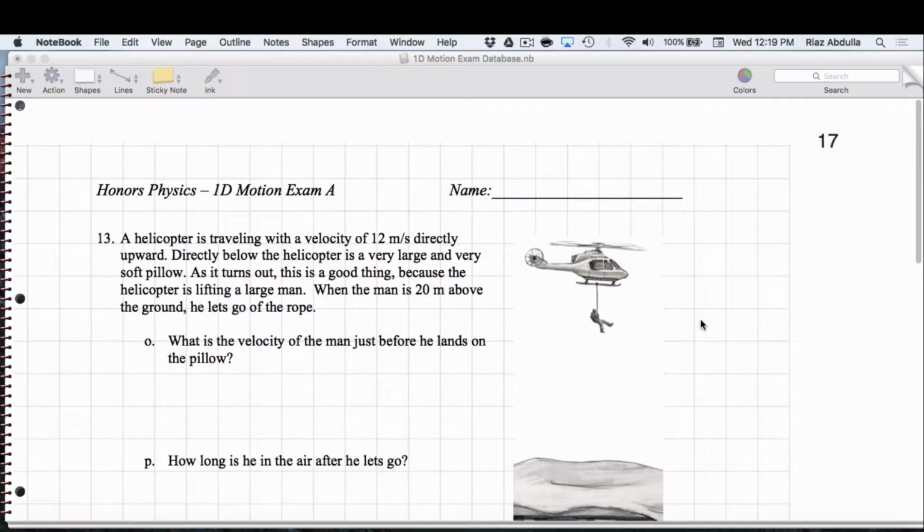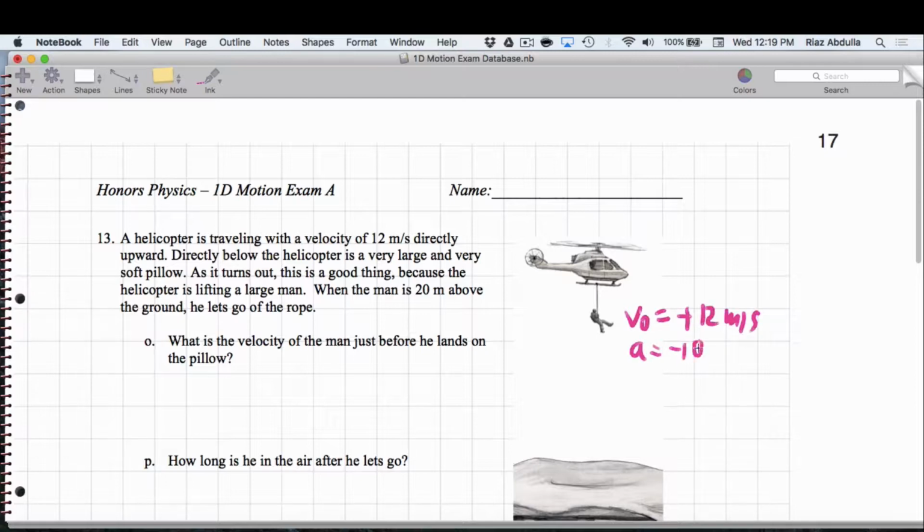All right, number 13. Let's go ahead and continue with the problems that we are doing. So we want the velocity of this person right before he hits the pillow. And let's be clear, this guy's initial speed is plus 12. The acceleration is negative 10. And their initial height is 20. And so the final position is 0.